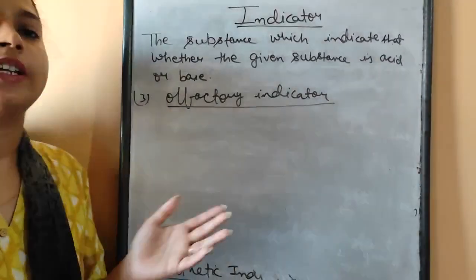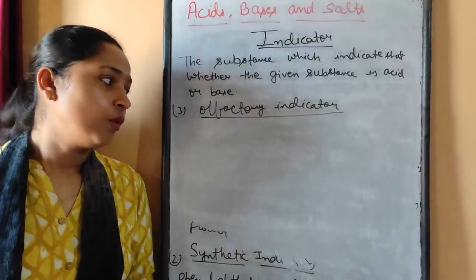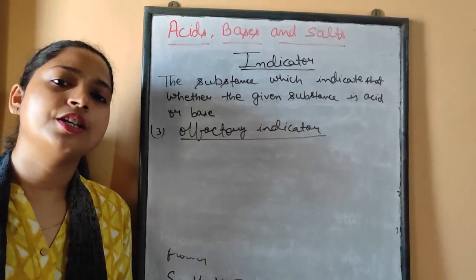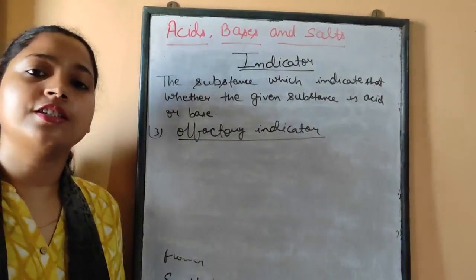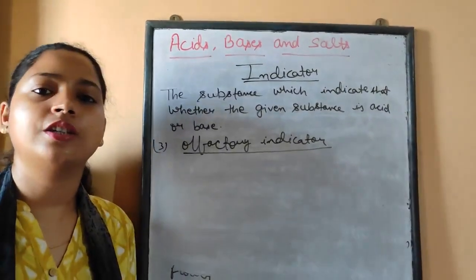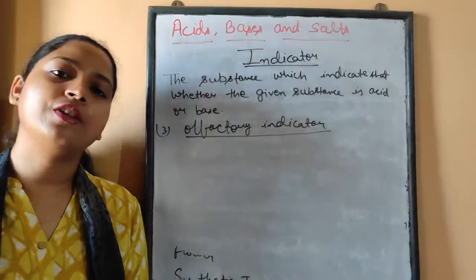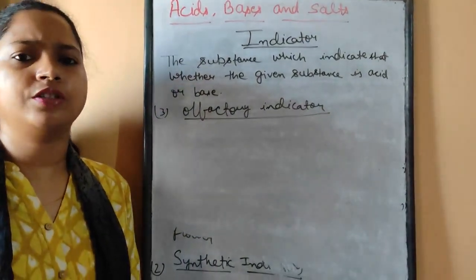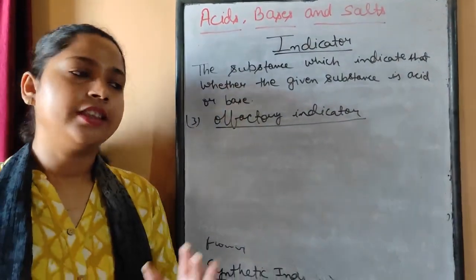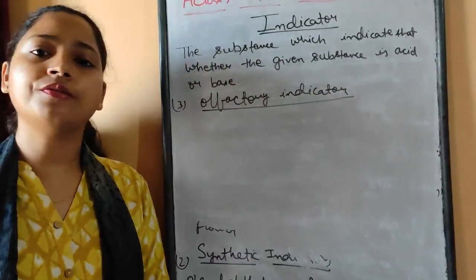So what are these olfactory indicators? Olfactory indicators are those indicators which are used on the basis of change in odor, that is, change in smell. On the basis of change in smell, we can identify that the given substance is acid or base. So this indicator is basically used for visually impaired children, visually impaired students or researchers, because they cannot see the color change, they can use this type of indicators based on the sense of smell.